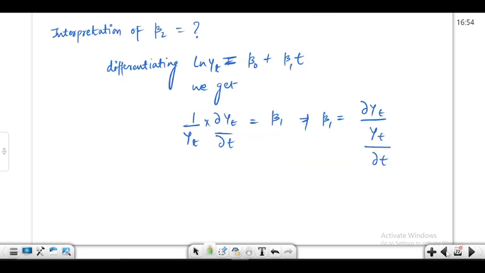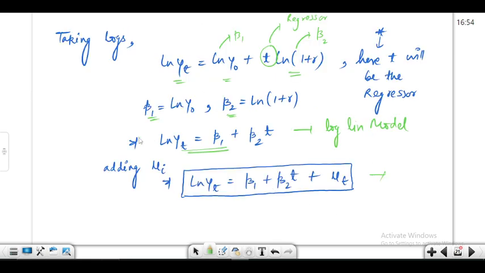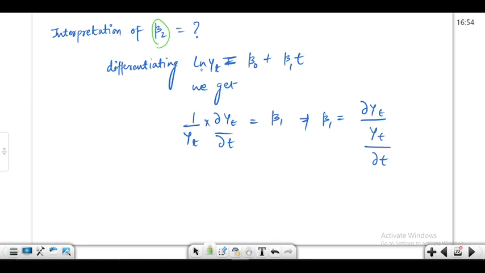So through that method, I'll get the value of beta 2, and now we'll have to interpret what beta 2 is. Okay, so if I differentiate this equation that I've written here, what do I get? So 1 upon yt into del yt upon del t. This is the differentiation of log yt with respect to del t, that is time. And similarly, this will be 0 and I'll only be left with beta 1.